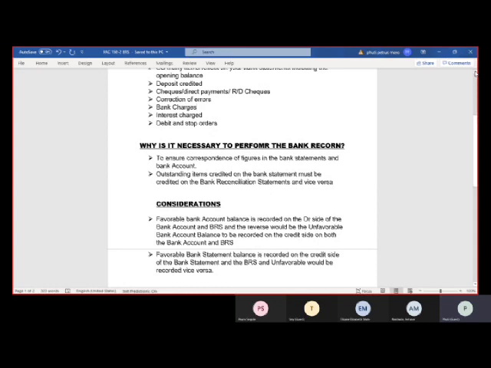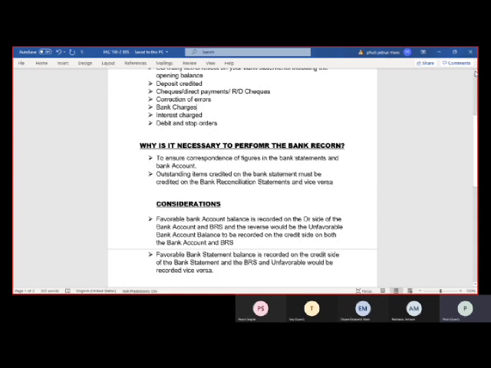Considerations include your favorable bank account balance, which is recorded on the debit side of the bank account and the bank reconciliation statement, and the rest will be the unfavorable bank account balance, to be recorded on the credit side in both the bank account and bank reconciliation statements, right? The second consideration would be your favorable bank statement balance is recorded on the credit side of the bank statement and the bank reconciliation statement, and then unfavorable would be recorded vice versa, right?